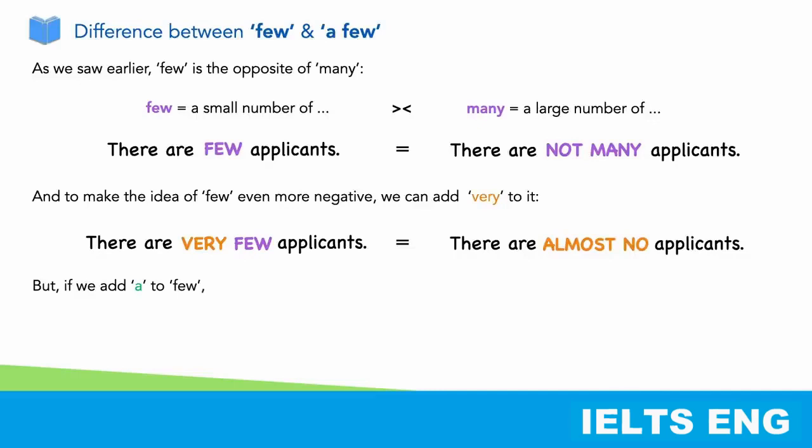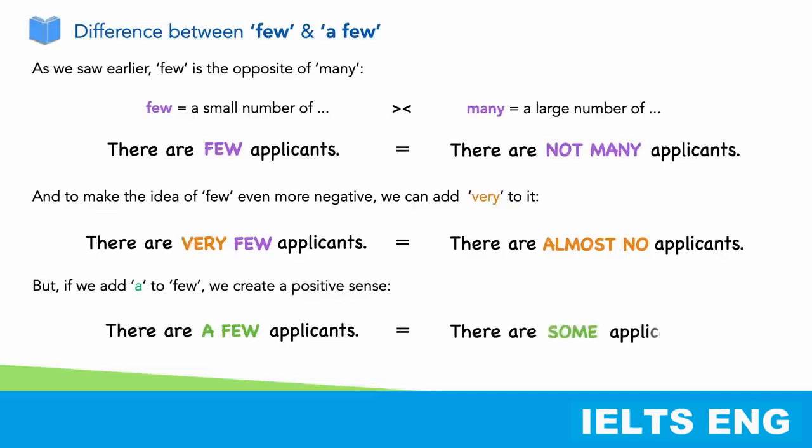But if we add a to few, we create a positive sense. So if I say there are a few applicants, I mean there are some applicants. So a few means some. Again, you can see that few and a few almost have the opposite ideas. Okay, I hope that's all clear.